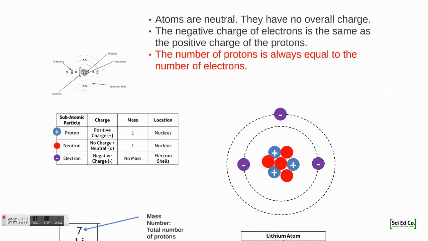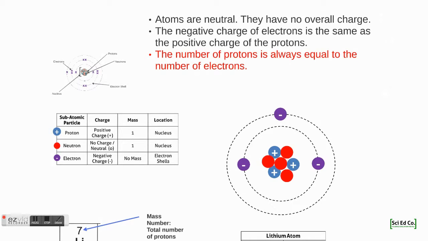One of the most important things you need to remember is that atoms are neutral. They have no overall charge. Now, this might sound odd because we know that protons are positive and electrons are negative, and that atoms contain protons and electrons. So let's have a look at what's happening.